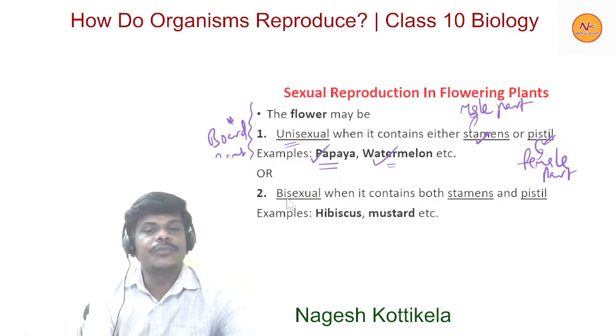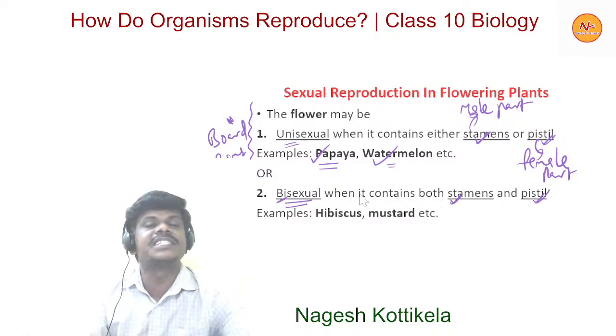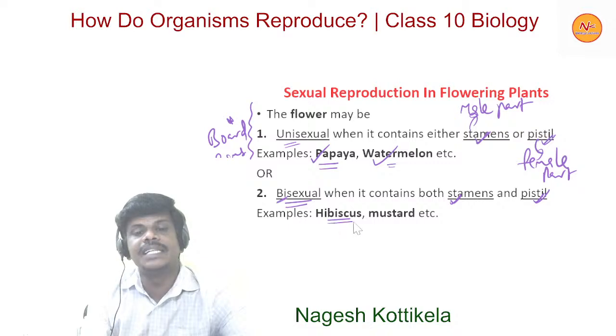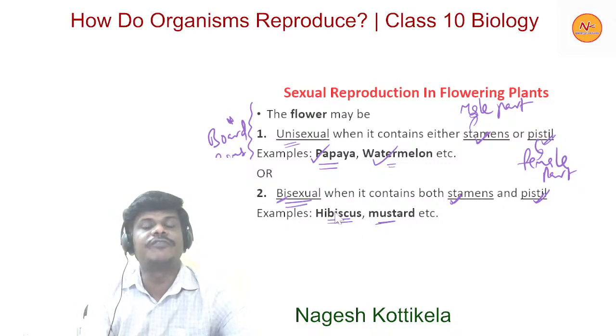Now the other one, the bisexual flowers. Bi means 2, so here the flower contains both stamens and pistil. Stamens are the male parts and the pistil is the female part. So when both are present in such flowers, they are called bisexual flowers. The examples are hibiscus and mustard.